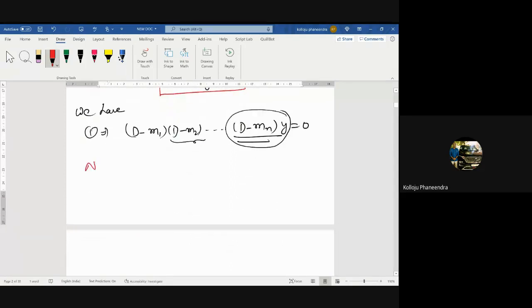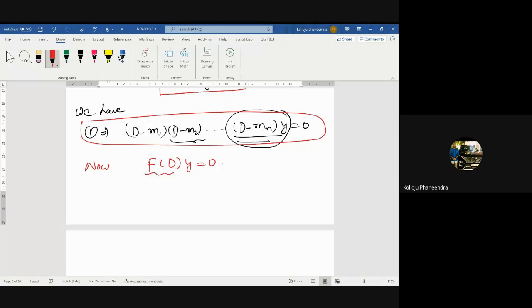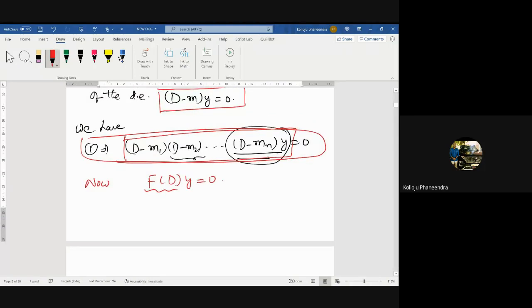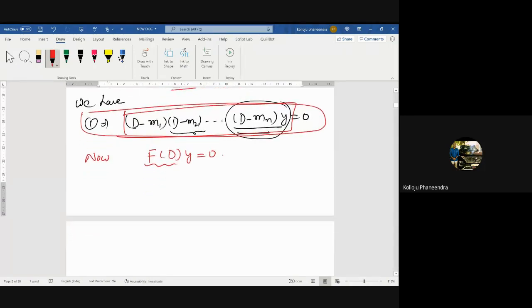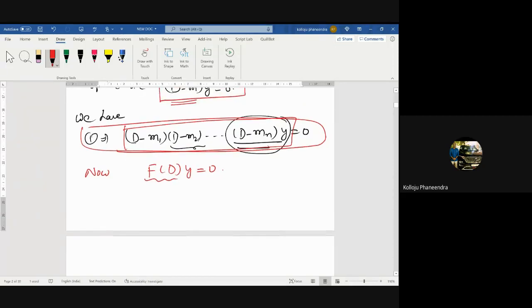Now forget about this one. Consider this equation, F of D into y equal to 0. What do we consider this F of D to be? Exactly this. That means it is factorized into linear factors of the form D minus m into y equal to 0. That is why, when we consider the auxiliary equation, why am I telling this?